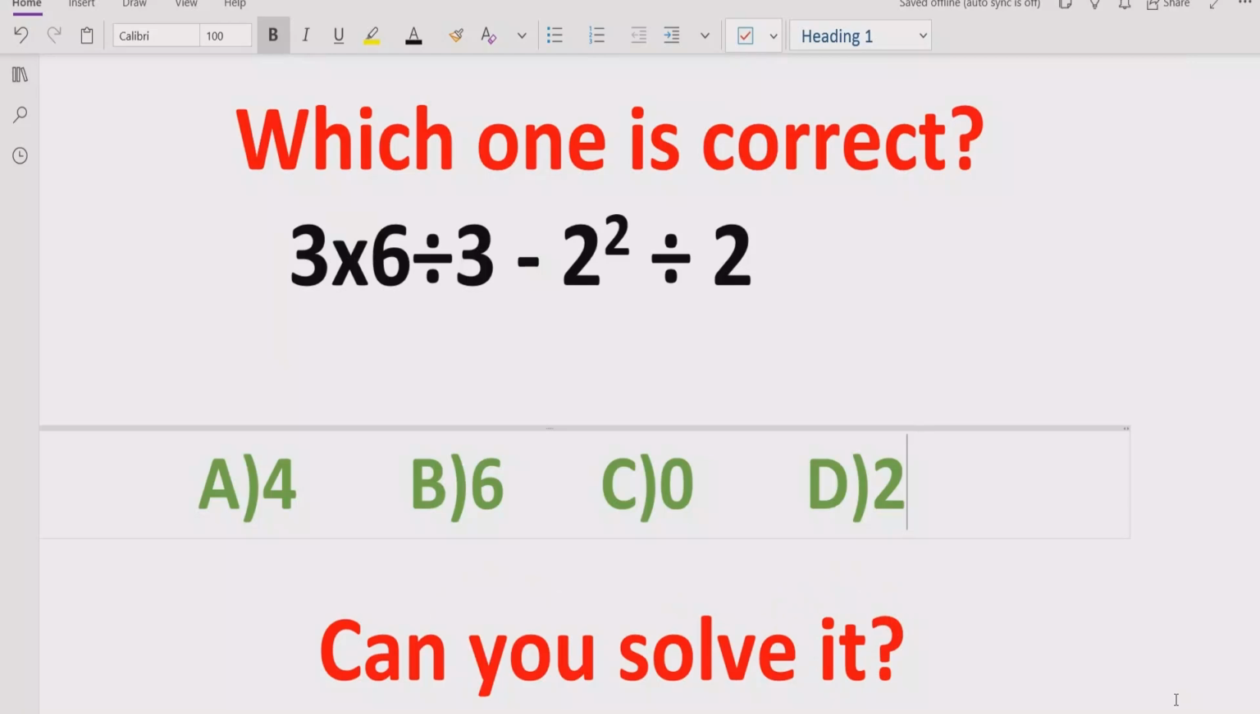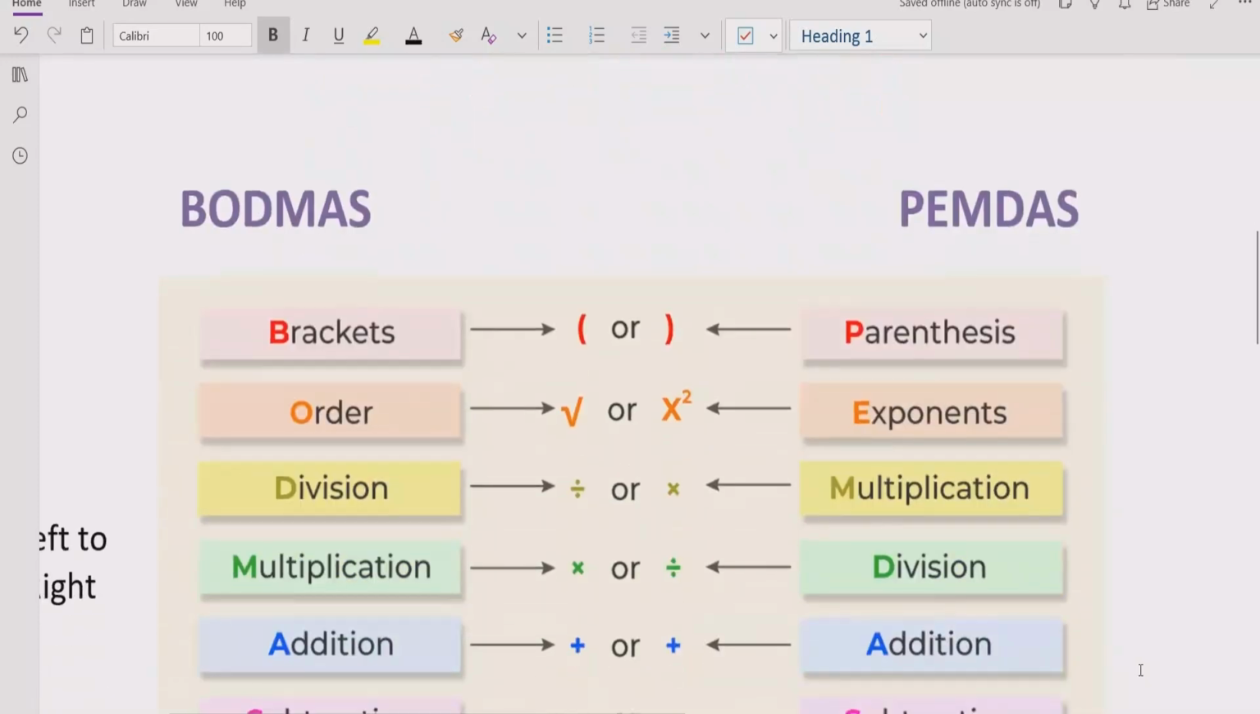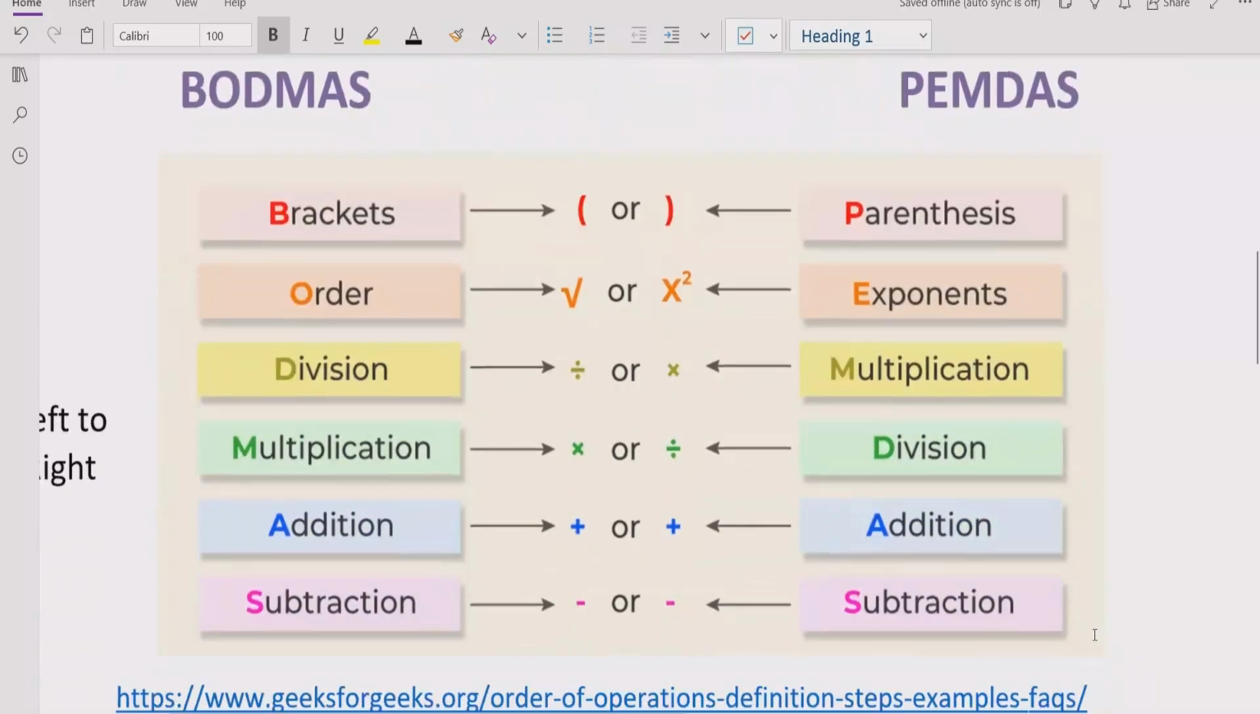Now, let's move towards what the rule is which we will use to solve this expression. As we know, we have the BODMAS and PEMDAS rules which we will follow to solve this expression. So what is the PEMDAS and BODMAS method? Basically, in BODMAS, B stands for bracket, which means that if your expression contains any bracket or parenthesis, you have to solve that part first in your expression.